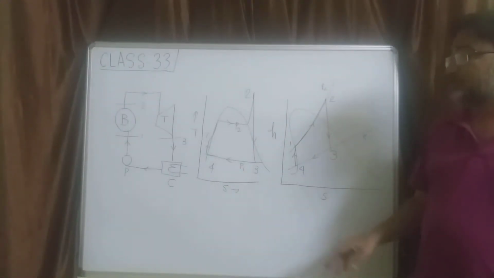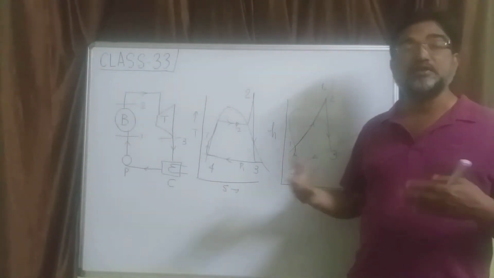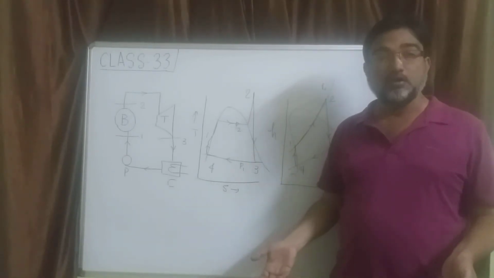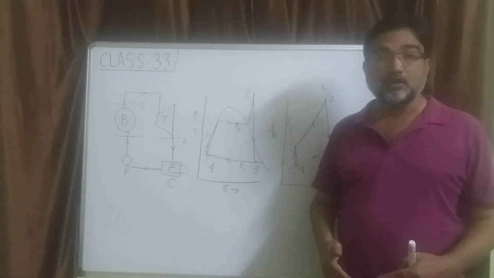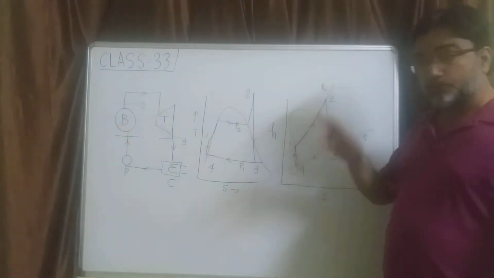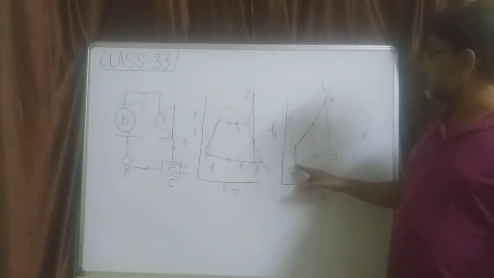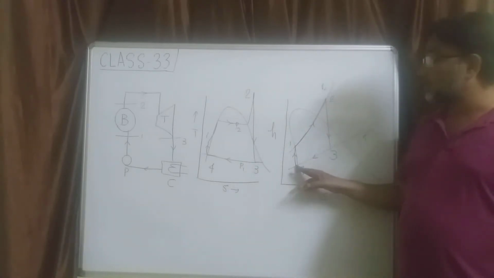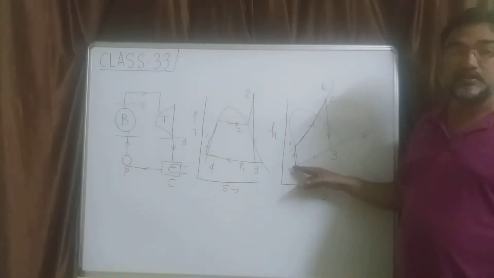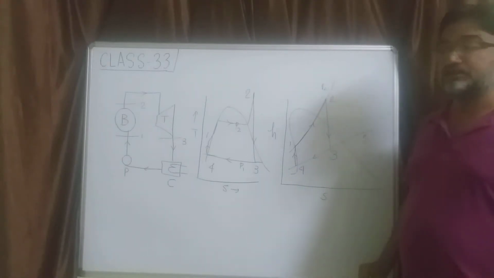Now 3 to 4 is the process in which heat is rejected by the steam, because unless the steam rejects it, it cannot become liquid. So the liquefaction is required. So the steam comes out of the condenser as liquid water, and this is the amount of heat that it rejects.